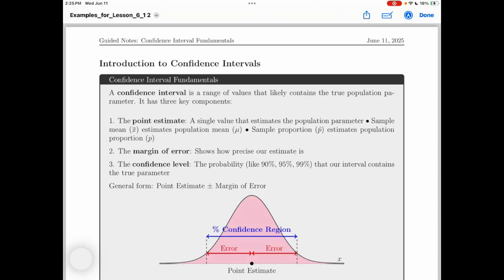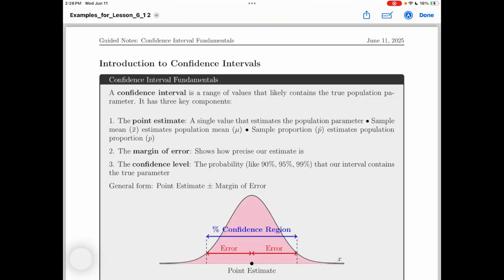Welcome back to statistics class. Today is a pivotal lesson. We are going from talking about the branch in statistics known as descriptive, and we're going to switch over to the other branch of statistics called inferential.